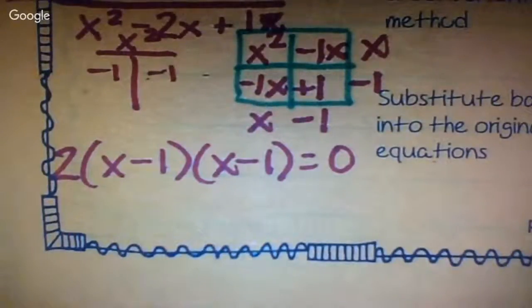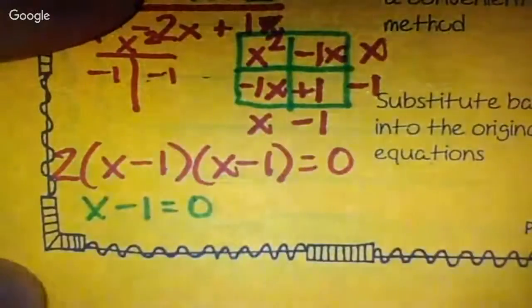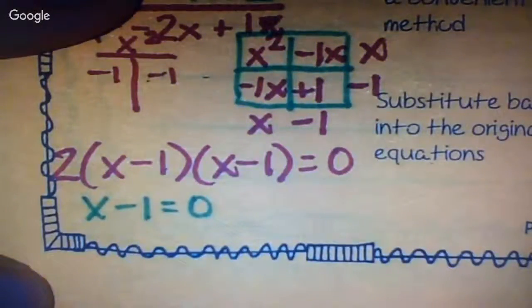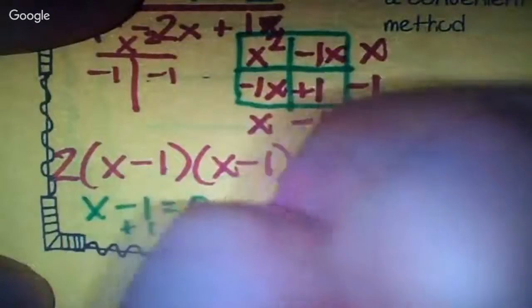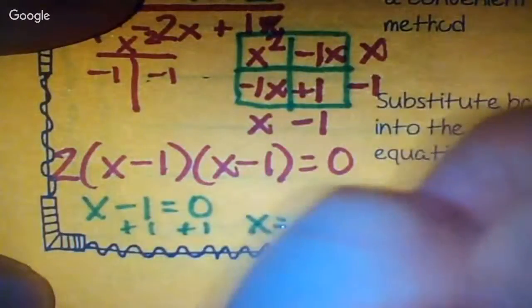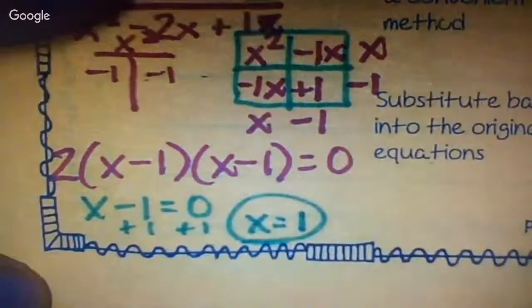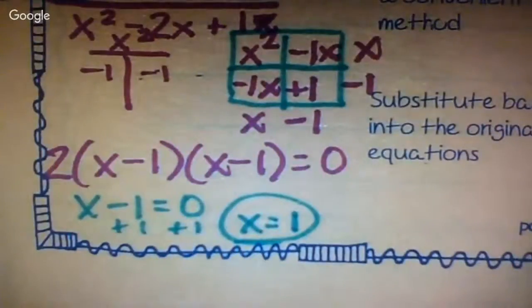Well, I haven't found a value for x yet, but I need to take one of these factors and set it equal to 0. So x minus 1 equals 0. When I add 1 to both sides, x equals 1. Do I really need to do that second factor? No, it's the same thing. So if they're the same thing, you don't have to do the second side.